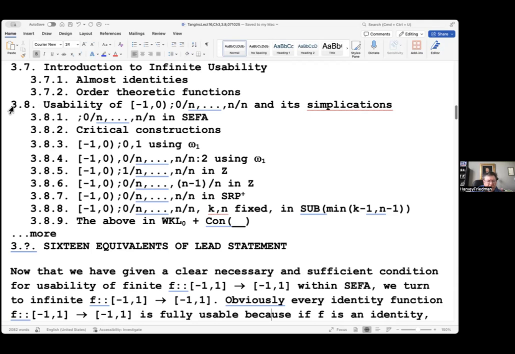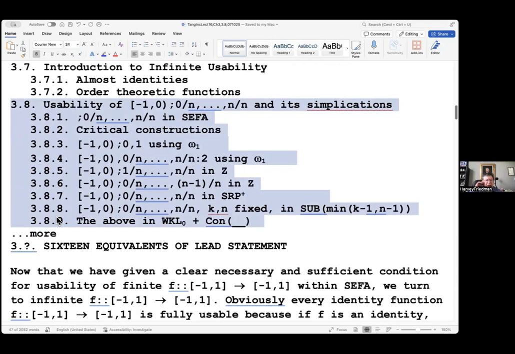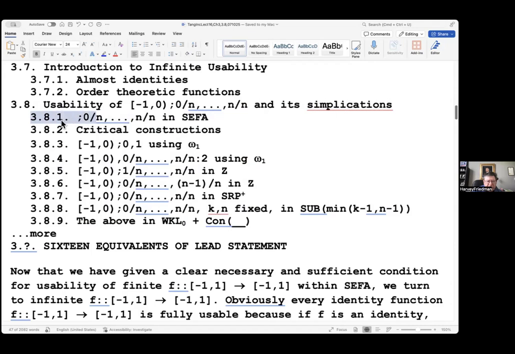All right, now it's 3.8 that's at the heart of this section. It is the heart of the section, and this is what I think needs two more lectures after this one to really do everything perfectly. And this one is trivial because it's just a case of finite function.